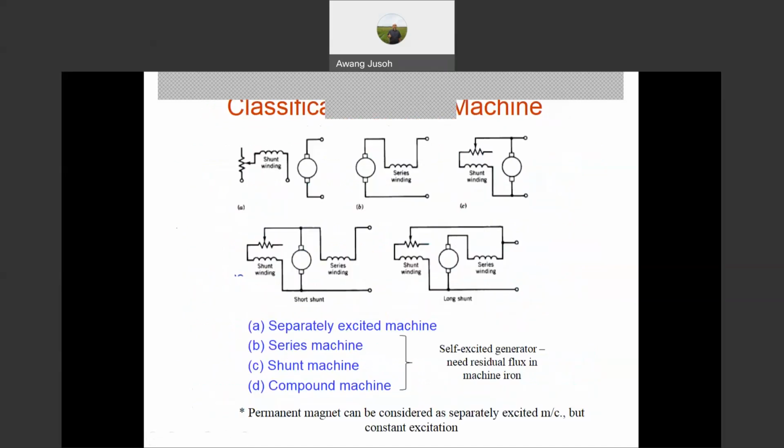Now I show you some machines there. The first kind, we call it the separately excited machine, where we have two sources there. We have a source for the field and a source for the armature. Because of these two different sources, our field current is supplied separately with a different supply. So that's why we call it the separately excited DC machine.